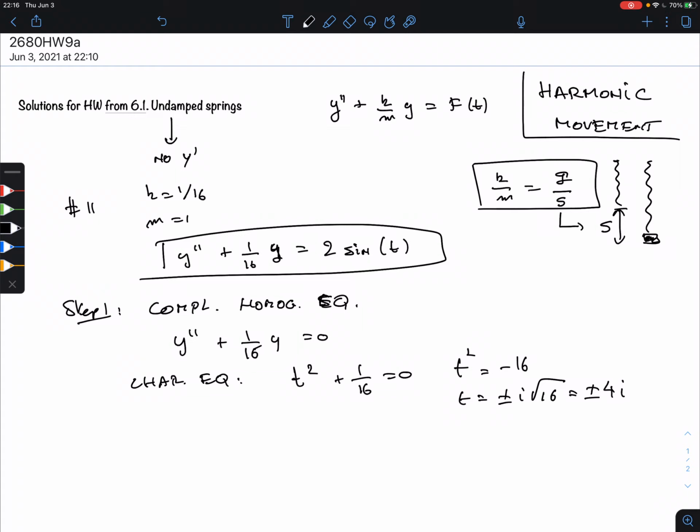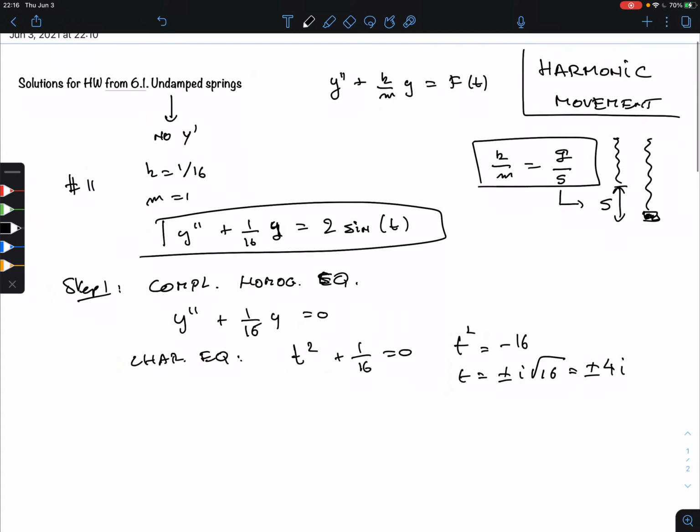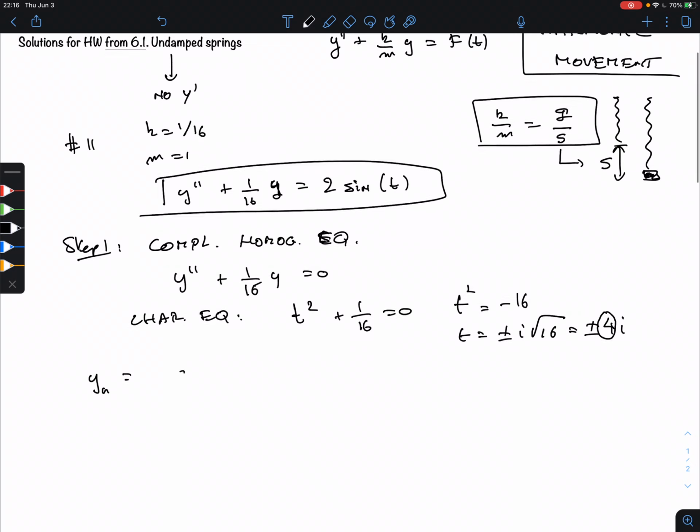We know that this always comes out to be something of this form, right? And so we know, therefore, that the general homogeneous solution is, well, the 4 here, that's the omega. So we're going to have a cosine 4t. That's one of the fundamental solutions, and the other one is sine 4t, and they have just some constants. Okay. Step 2.